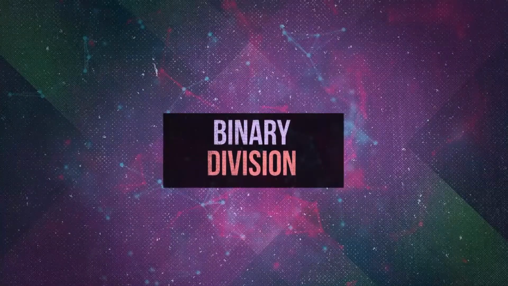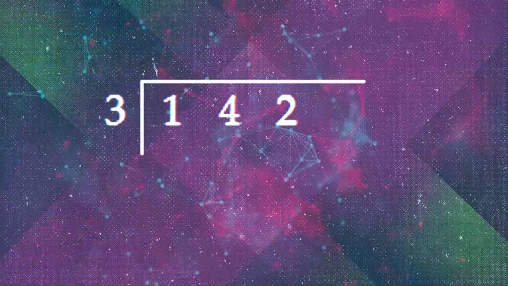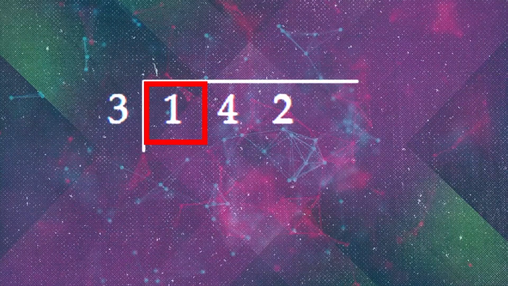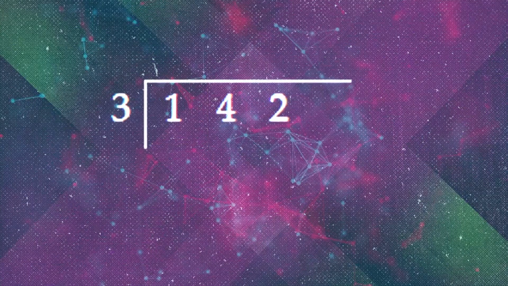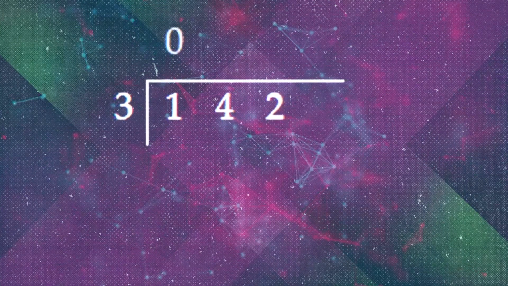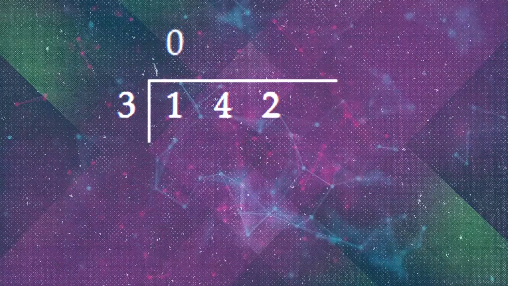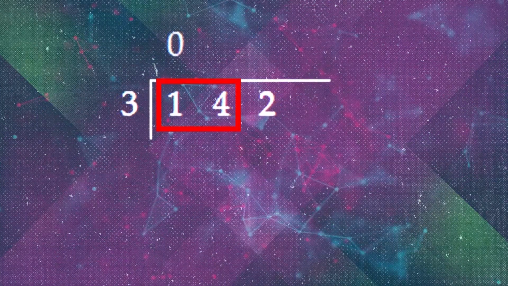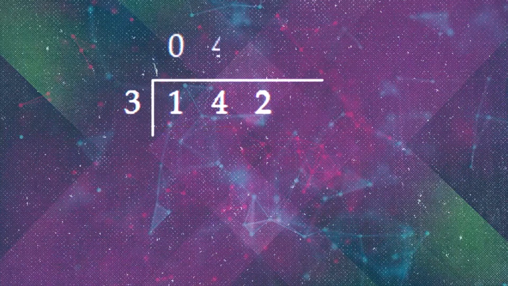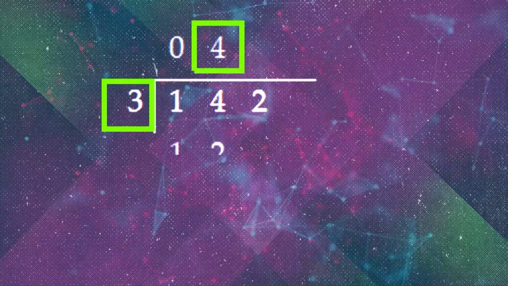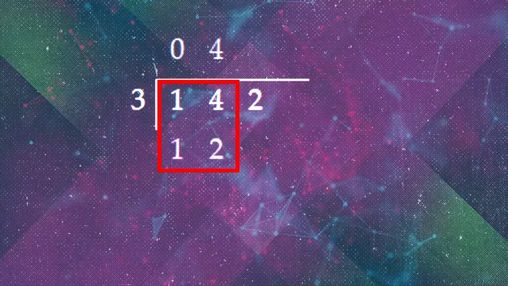The next topic of our discussion is binary division. First of all, let us look into division in decimal number system. Suppose we need to divide 142 by 3, decimal division proceeds like this. Leftmost digit, that is 1, of the dividend is considered, but 1 is less than 3. So, the quotient digit is 0. Then we take 2 digits together from left, it is 14, and so the quotient digit is 4. Multiply 4 and 3, we get 12. Subtract it from 14, the remainder is 2.